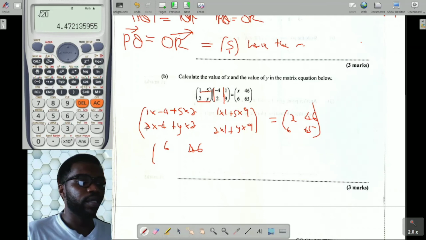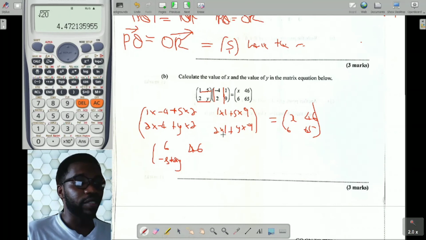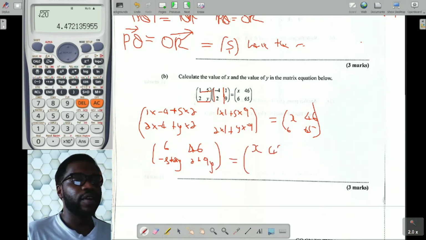Alright, down here now. 2 times negative 4 is negative 8 plus 2y. So you just put that plus 2y there. Now remember, you have to do multiplication before addition. That is important. Then you have 2 times 1 here plus y times 9. So it's going to be 2 plus y times 9, which is 9y. And this is equal to x, 46, 6, 65.